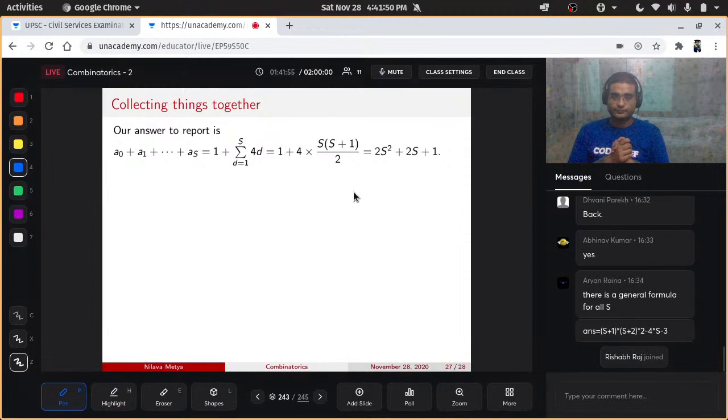So how do you see 4? Because the area of this part is half into base into height. So base is how much? Base will be 1 less than the height. Base will be S units and height will be S plus 1 unit. So the number of points contained in this region will be half into S plus 1, something like that, area of a triangle.